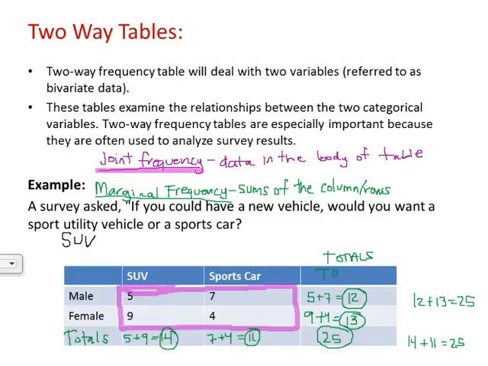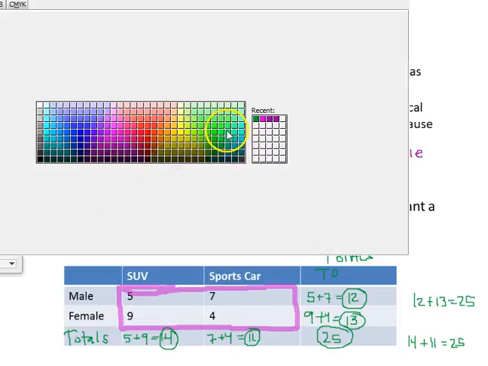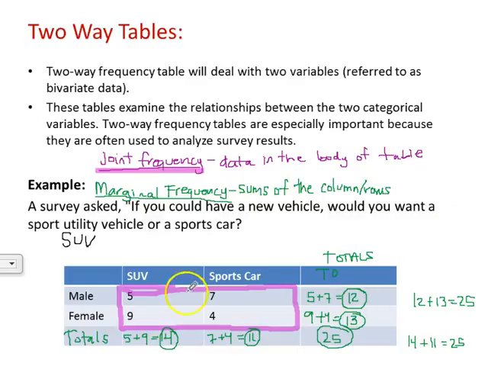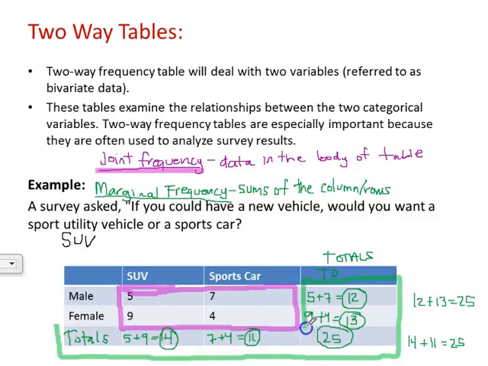We also have the total number of males, the total number of females, the total number that chose SUVs, and the total number of people who chose sports cars. So all those totals are examples of the marginal frequencies. So again, marginal frequencies really focuses on the total of our columns and our rows. So all this right here, all that totals, those are marginal frequencies.